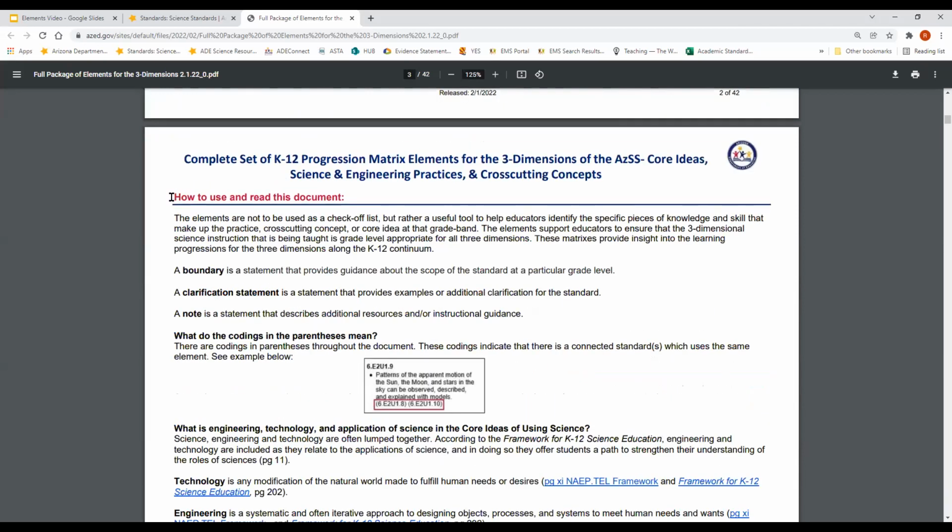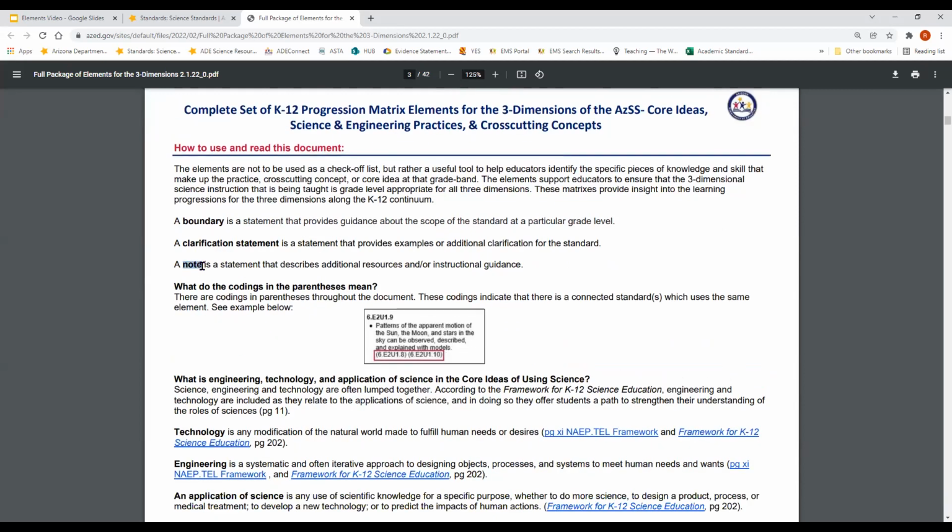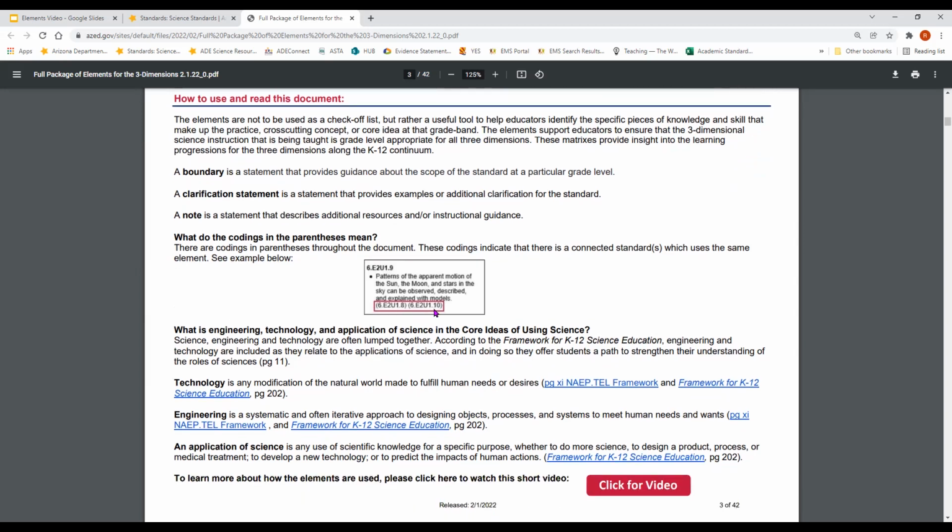This is very important. It explains how to use and read this document, specifically calling attention to some definitions that are important to note. If you see the word boundary throughout this document, that's a statement that provides guidance about the scope of the standard at a particular grade level. We also provided clarification statements, which are statements that provide examples or additional clarification for the standard. If you see a note sprinkled throughout the document, those notes are statements that describe any additional resources or instructional guidance you may need.